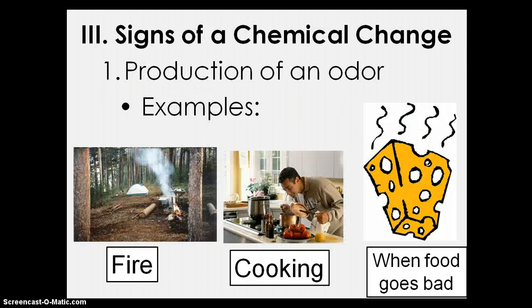Signs of a chemical change. There are actually 5. The first one is production of an odor. Some examples are when we have fire, or when you're cooking, or when food goes bad. It smells different, and that's a sign of a chemical change. You can't go back. Bad food cannot go back to being good food. You wouldn't eat it or cook it or somehow make it good again.